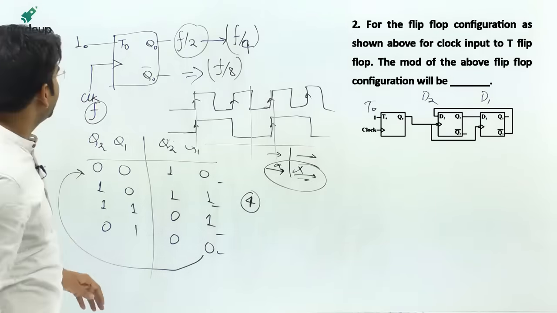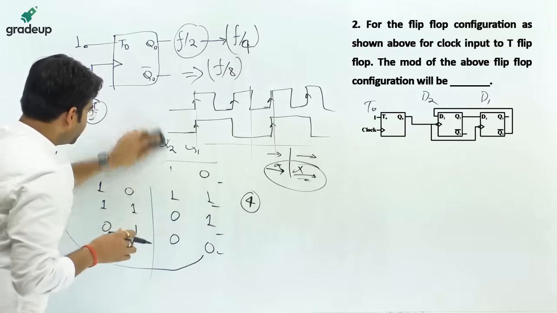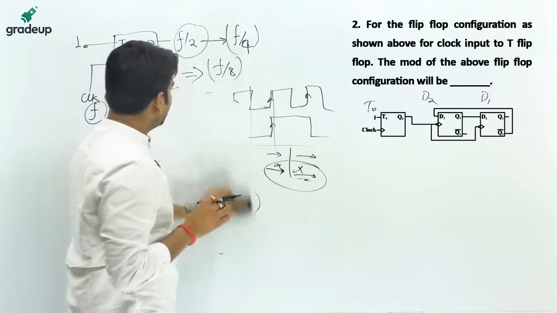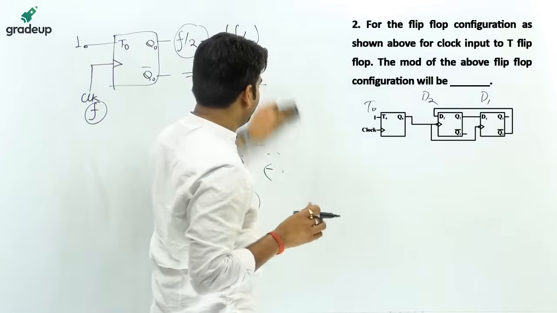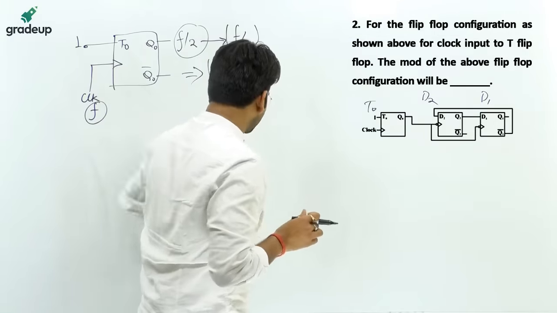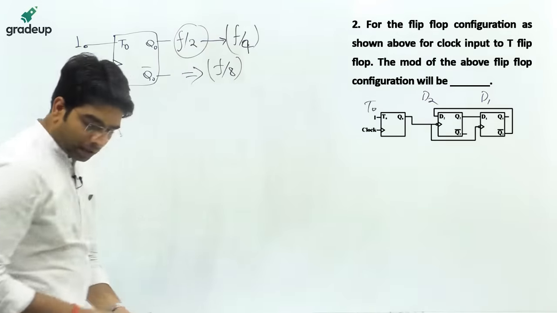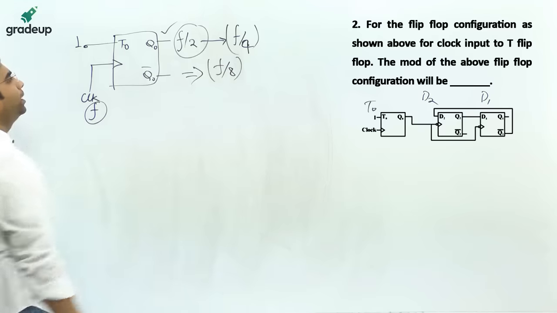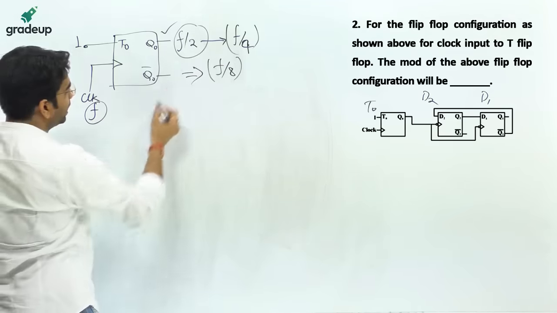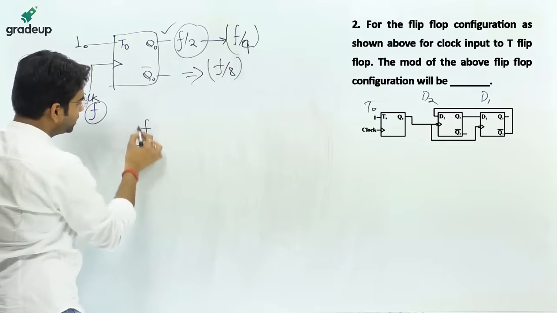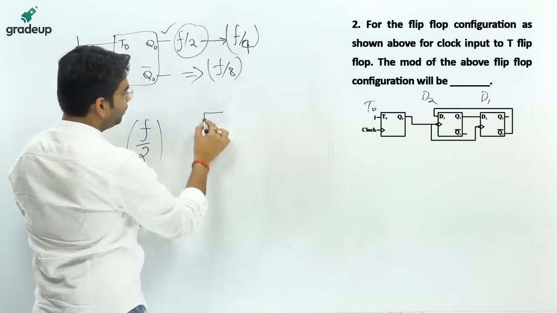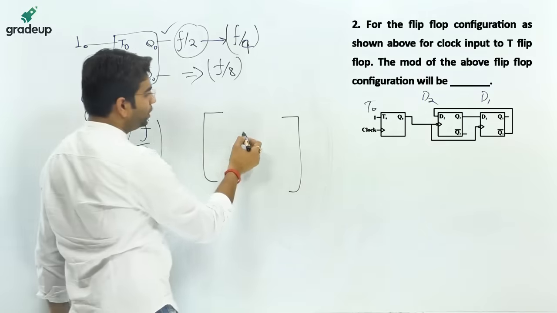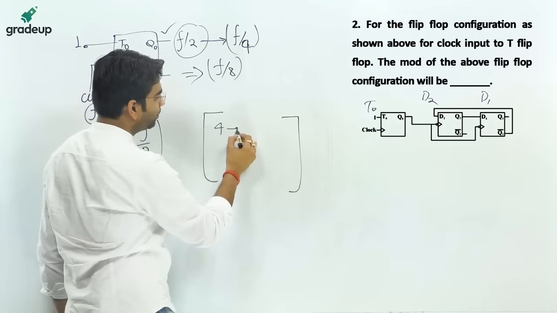Actually, see the question once. The question says that the clock of the next stage, that is the D flip-flop, is fed by the output of Q. The clock to D is fed by the output of Q. Here it becomes F by 2 at the first stage, and the D flip-flop was connected here. And I solved it and told you that the number of stages is 4.